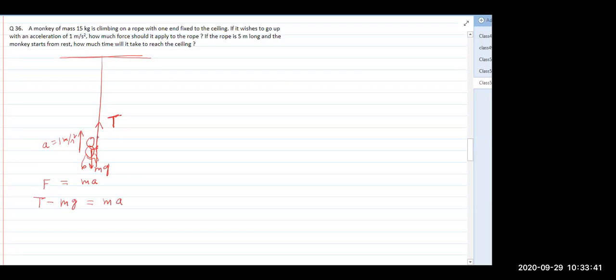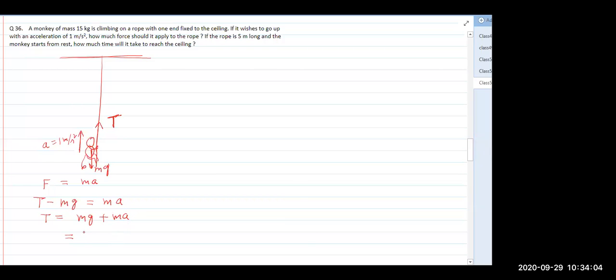So the string tension will be larger than mg. So tension will be equal to mg plus ma. Very simple expression. You can see that if acceleration is 0, the tension will be equal to mg, that is equal to its weight only. But if it is rising, you have to add an extra term of ma.